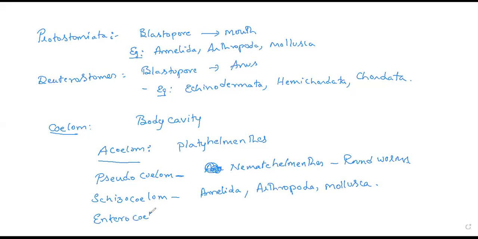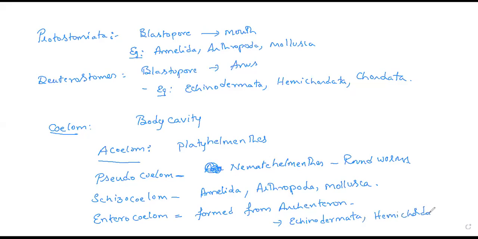Enterocoelom. Enterocoelom means coelom formed from archenteron, the body cavity developed from archenteron. Examples: Echinodermata, Hemichordata, and Chordata. So they will be asking you about the types of coelom only and their examples.